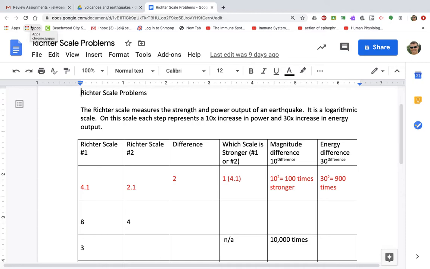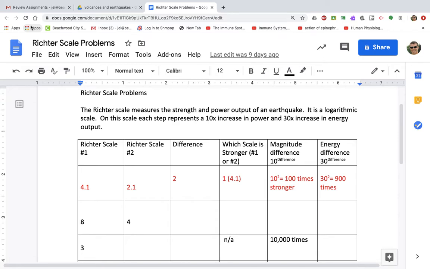And that means that each number on the scale does not differ by 1, but by 10. So if you compare two different earthquakes and one is a 1 and the other one's a 2, the 2 is not 1 time stronger than the 1. It's 10 times stronger. And that's a lot.